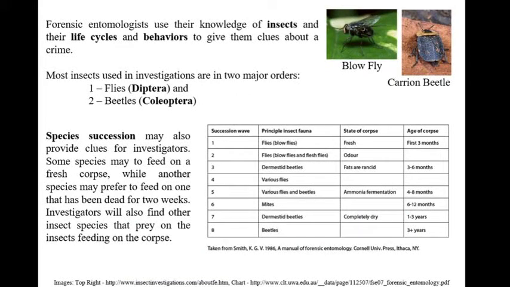Now, insects as evidence: forensic entomologists use the knowledge of insects and their life cycle and behaviors to get clues about a crime. At a crime scene or during forensic investigations, two particular groups of insects play an important role. One order is Diptera and the other is Coleoptera. So these flies and beetles play an important role in forensic investigations.